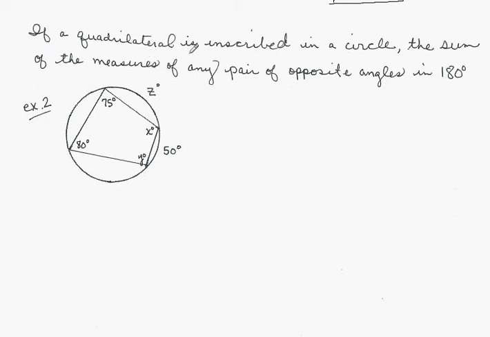If a quadrilateral is inscribed in a circle, then the sum of the measures of any pair of opposite angles is 180. Yes, I did cursive. It's hard to read. Okay, so what that's saying is the sum of the opposite angles would equal 180 degrees.